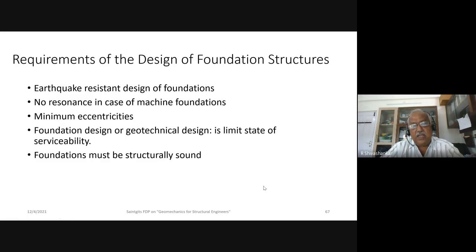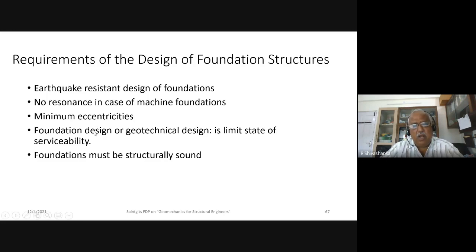So large settlements are deemed as geotechnical failures. The other one is that the pile itself may get crushed. Pile is designed as a compression member, as a column. So I don't want it to get crushed.